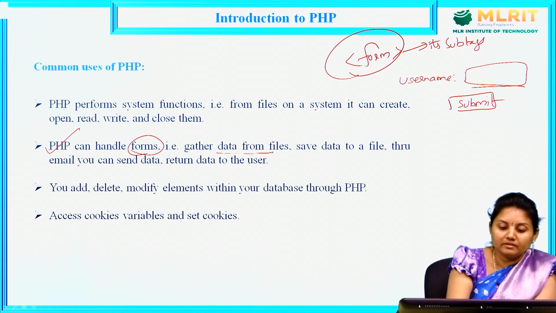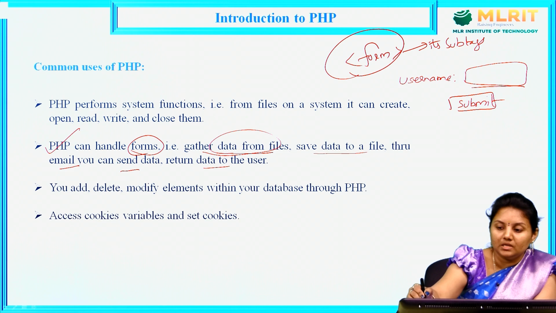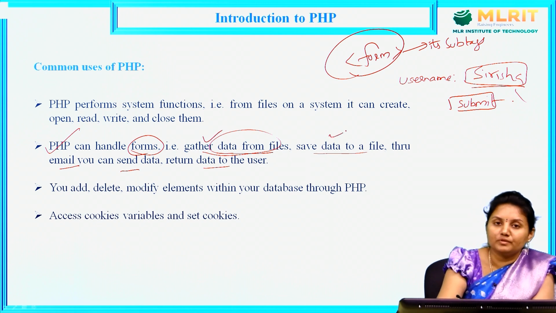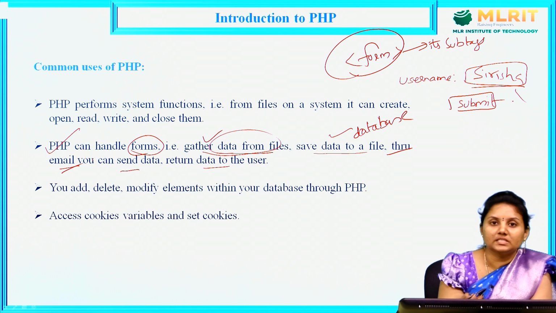You can gather data from files, save data to files, and through email you can send data and return the data. Gathering data means whatever the form submits. Suppose I am giving my name, these inputs can be gathered and saved to a file. That means you use a database for saving. Then through email also you can send the data.